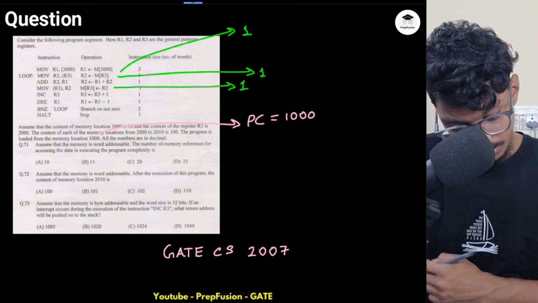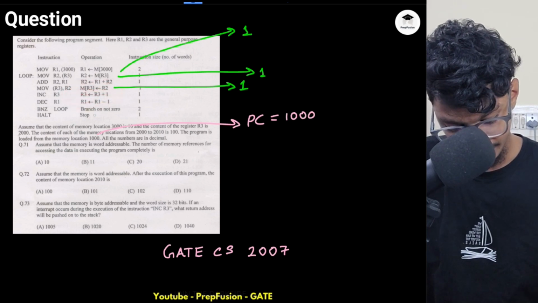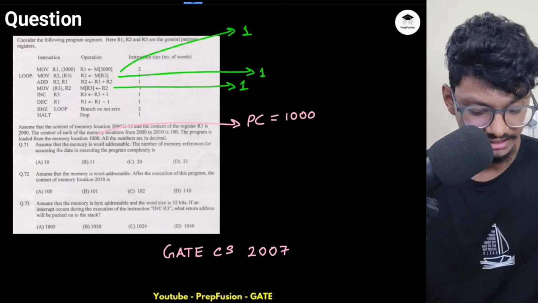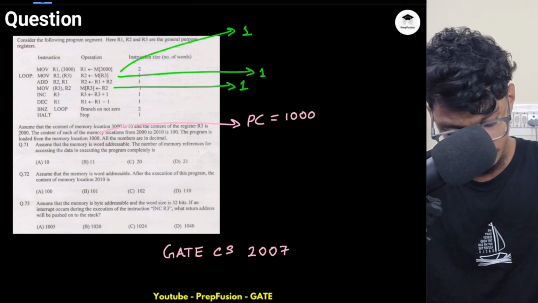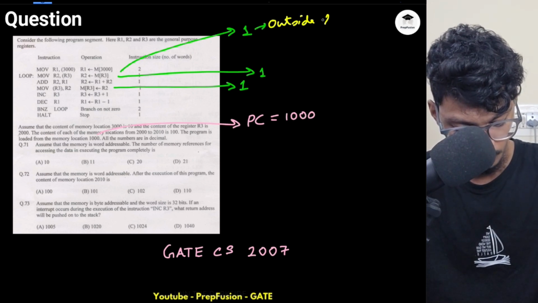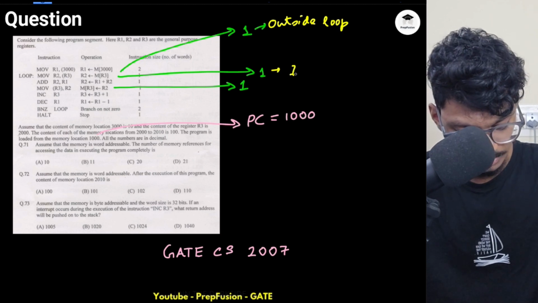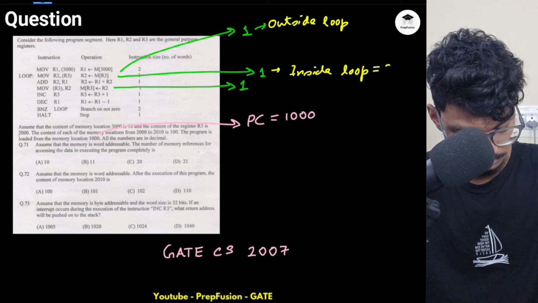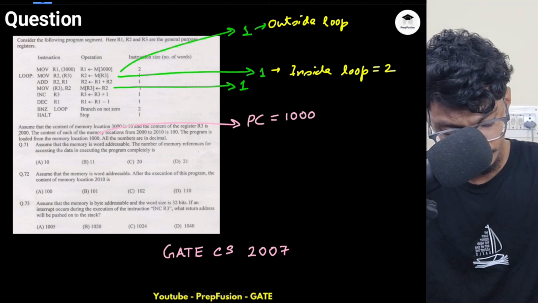Now here, am I accessing the memory? No, this is just a simple increment, this is a simple decrement, and then I am finishing my loop and then restarting again. Okay, so that is point 1. I am accessing the memory outside the loop once. This is outside the loop, once. And inside the loop, how many times am I accessing the memory? Twice. Inside the loop, I'm accessing the memory twice.